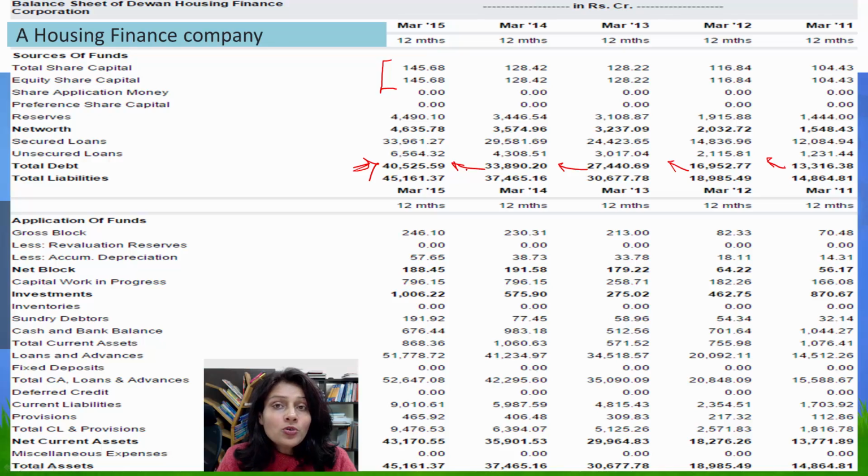And second, we do not want this company to be raising this debt in order to fund its operations. So for this company, it is more important to have a good positive operating cash flow.